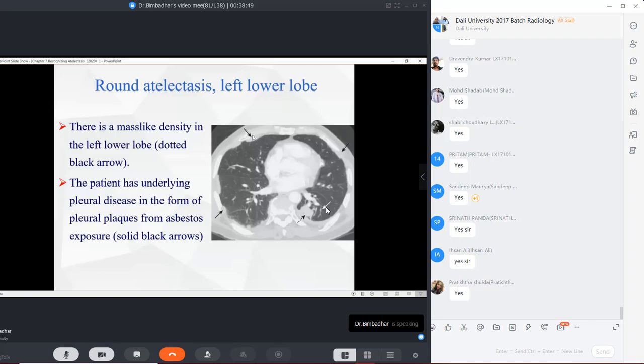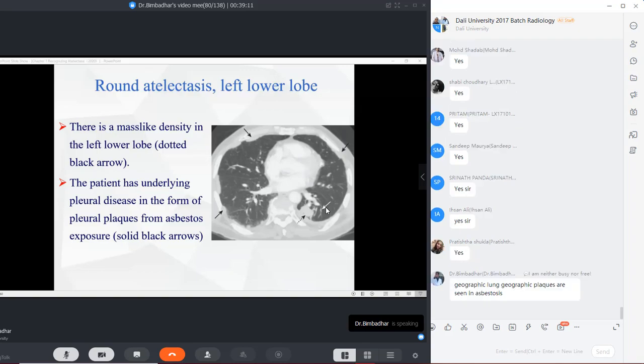You can also remember geographic lung. There is a thing called geographic lung, or geographic plaques, which are seen in asbestosis. So these are the densities that are actually showing up here, right?